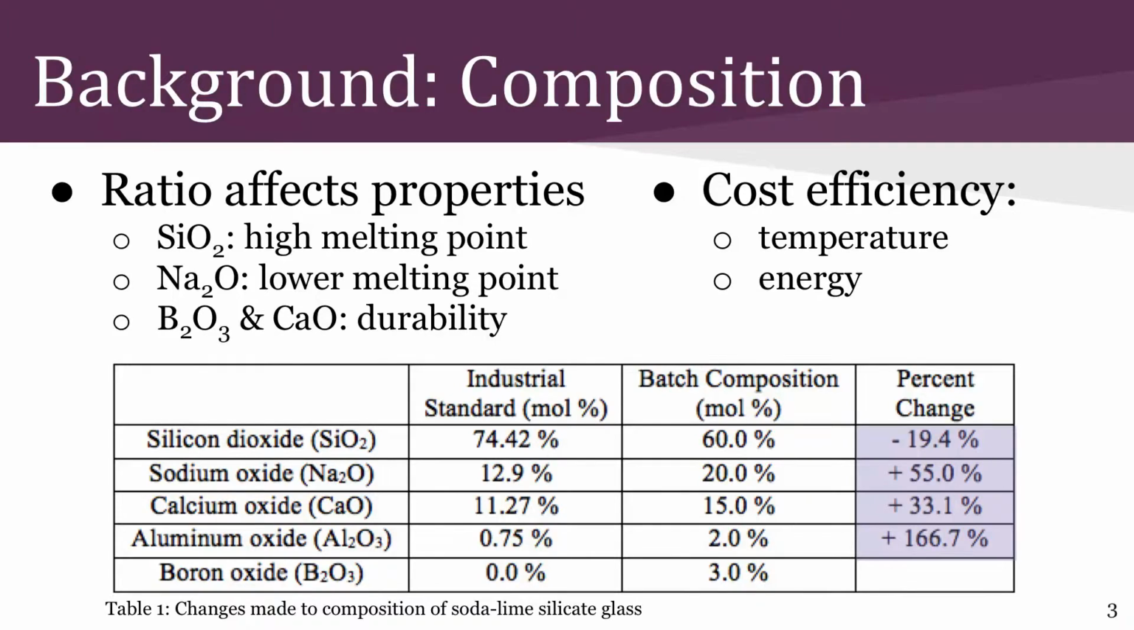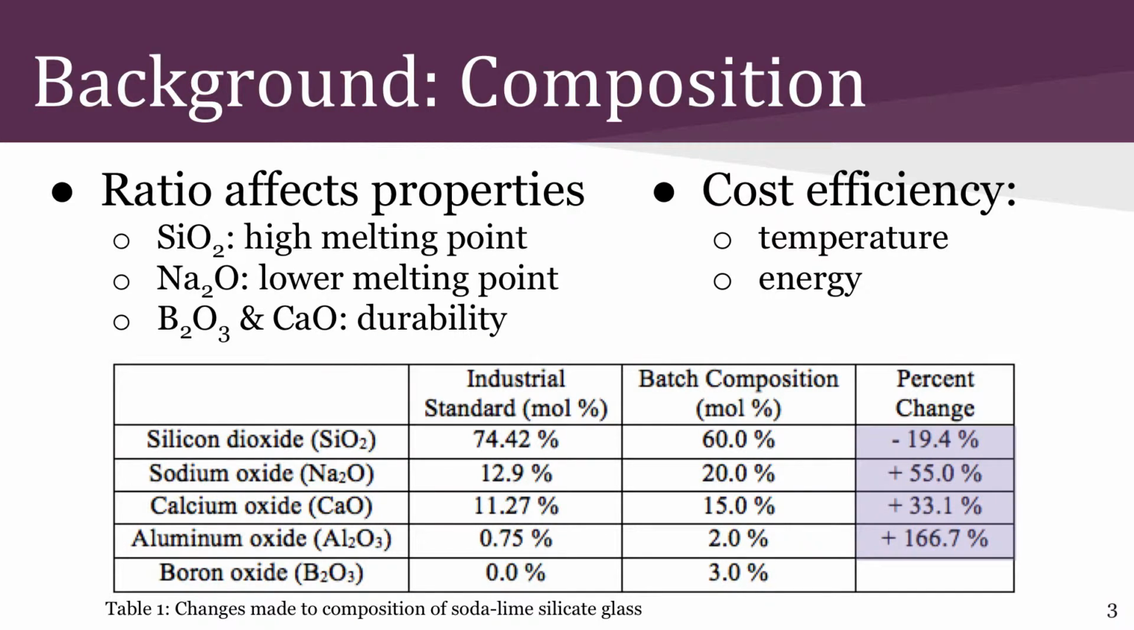We decrease the amount of silicon dioxide in our glass because it has a very high melting temperature, and increase the amount of sodium oxide, which has a very low melting temperature. However, silicon dioxide actually has a very strong structure, and so by decreasing the amount of silicon dioxide, we were decreasing the overall durability of our glass structure. And so, to make up for this lack of durability, we increased the amount of boron oxide and calcium oxide.